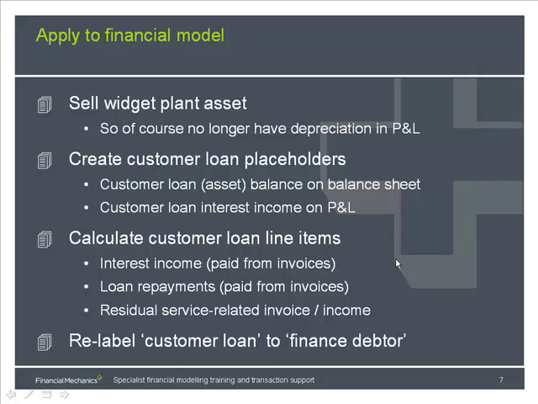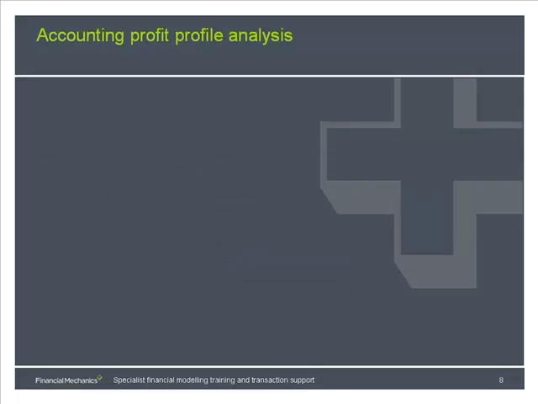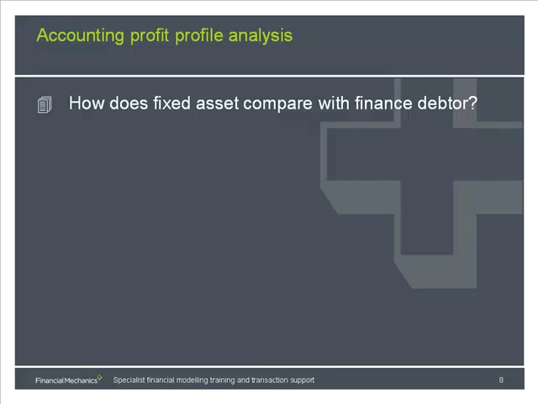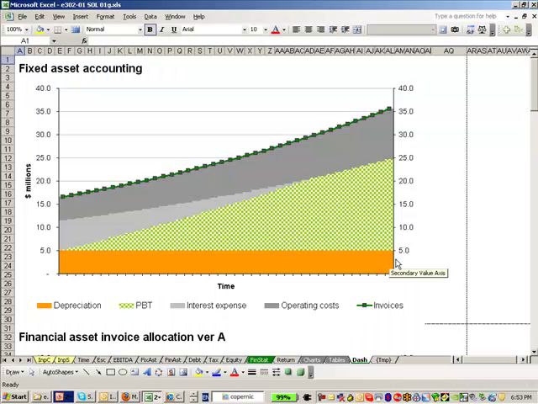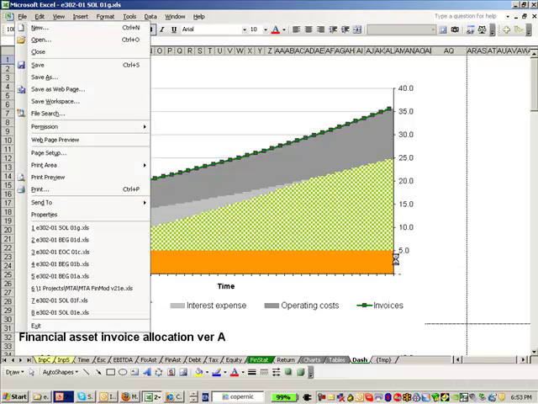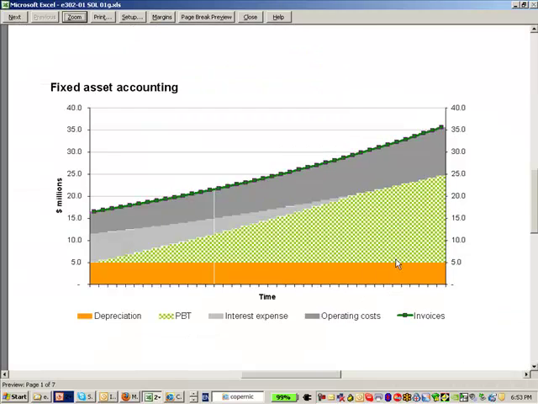Right, good stuff. Now, how does all that affect the accounting profit? Profit before tax, which is the line that we're going to focus on primarily. Let's compare the fixed asset position with finance debtor. And what I've got is a solution model where I will do a print preview here just because I've got some simple pages set up. And here's our starting point.